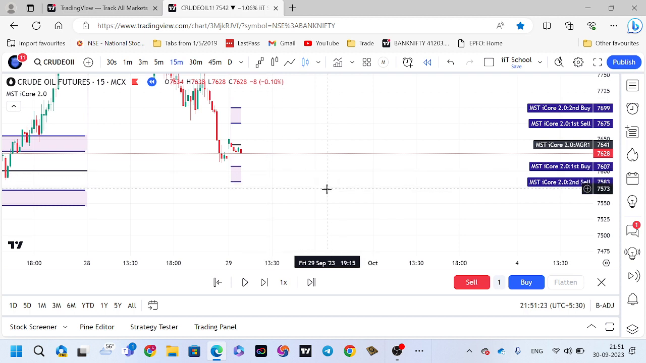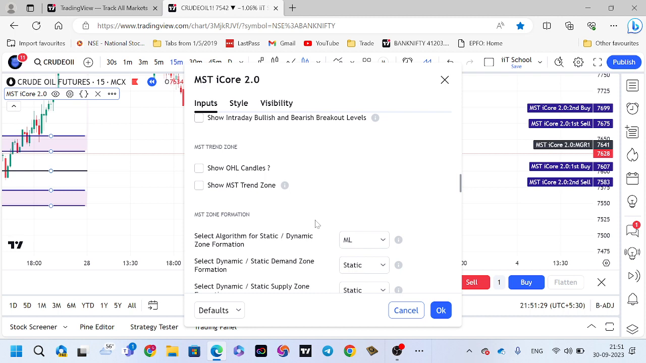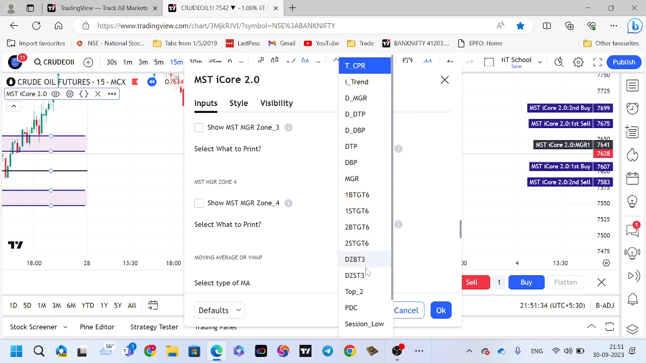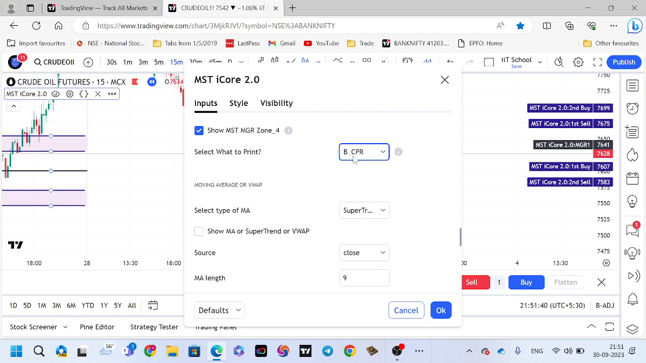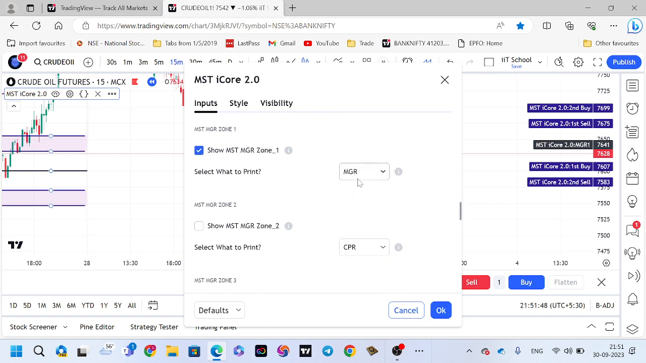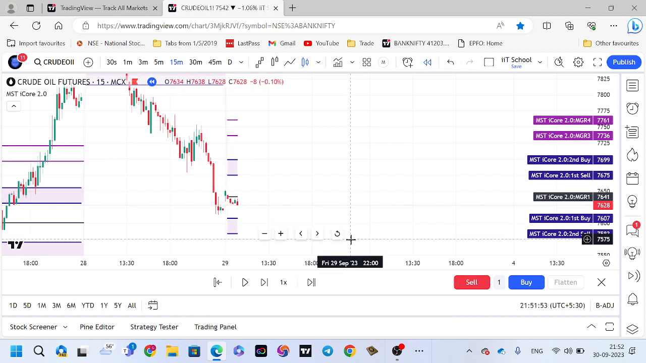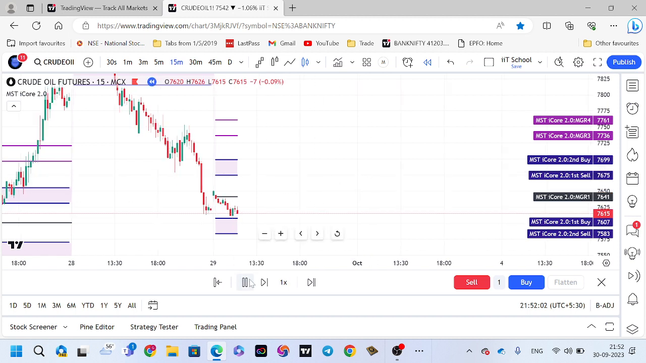But we can easily predict the reversal point as well. How can we predict the reversal point? You have to come down to our settings. In the MGR zone, we have given the M supply zone and M demand zone. These two you can enable. Since buy is activated, I am just playing the market. If buy is activated, we should enable the buy targets.